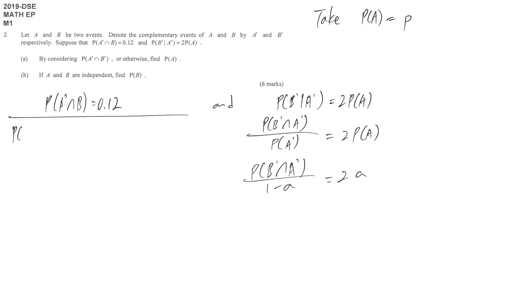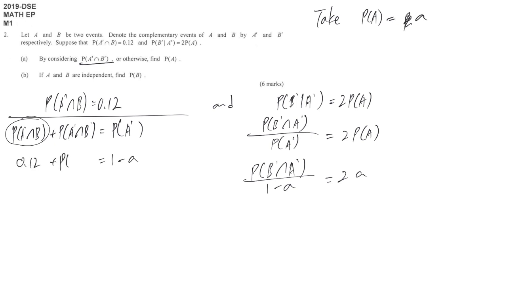By the identity, we consider not A and B together with the hint, not A and not B. It gives all the possibilities to create A prime. So this is the total probability of not A here. Not A can be expressed by 1 minus A. And then this part is given, 0.12, and this is the item we want to express.